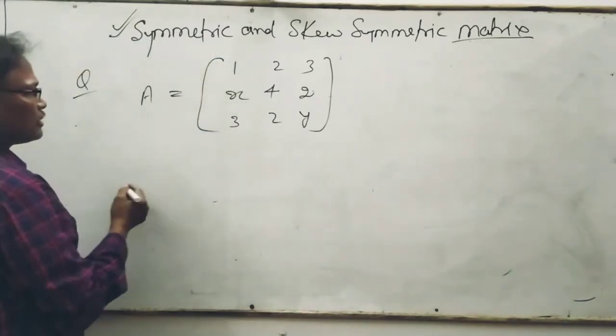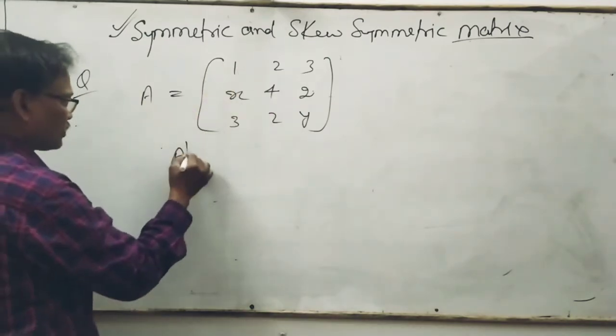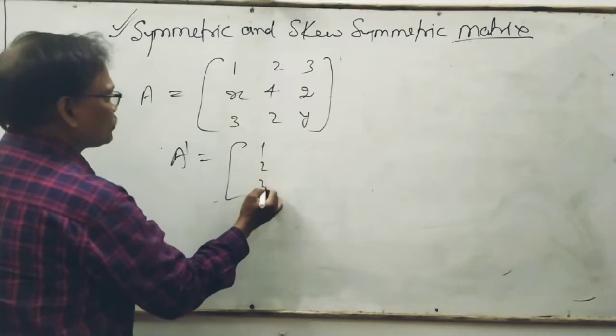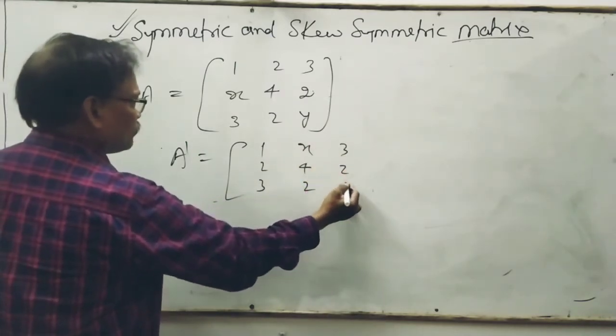तो तुमको क्या करना है सर, you will have to interchange the rows and columns, and then 1 2 3, x 4 2 and 3 2 y.